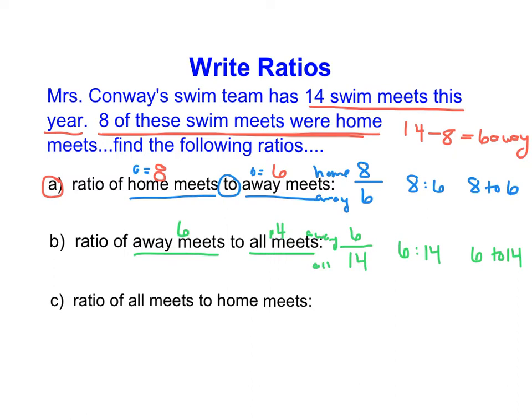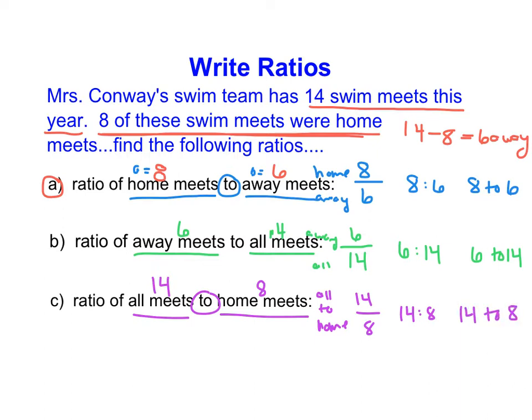Then the last one here, we have the ratio of all meets to home meets. So all is 14, and that's first. Home meets are second, and that's 8. So again, the order does in fact matter. So we have all to home. So we have 14 over 8. That's one way we could write it. 14 colon 8 or 14 to 8. So again, you can use any one of these three ways to write it, but the order does matter.